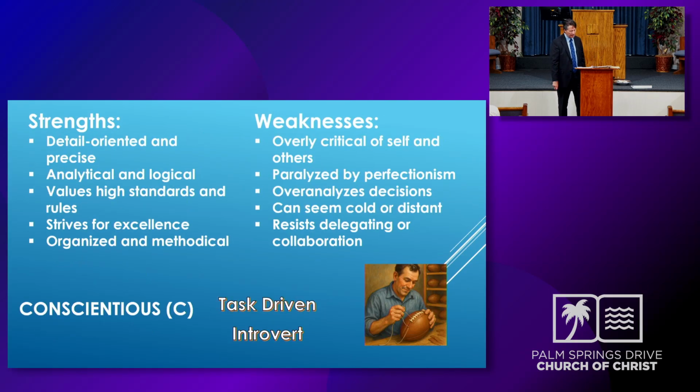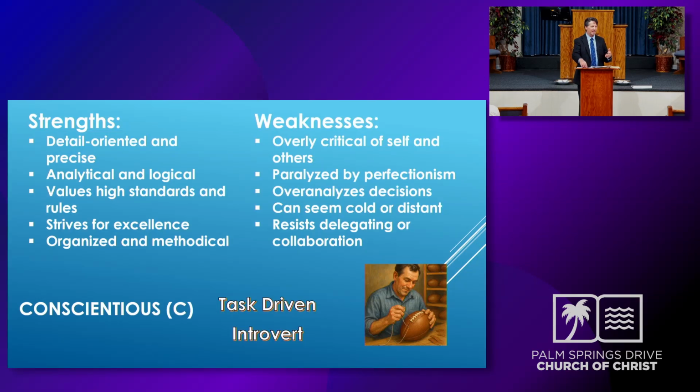So, conscientious: very detail-oriented and precise, analytical and logical. They value high standards and rules. They strive for excellence. They're very organized and methodical. But their weaknesses are they're overly critical of themselves and others. Go back to making the football analogy. This thread's not perfect. Redo it. They have to have everything done perfectly.